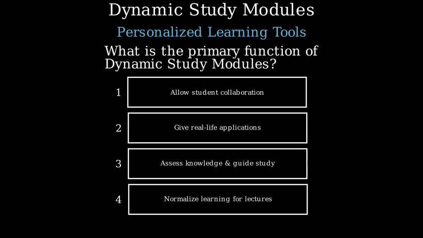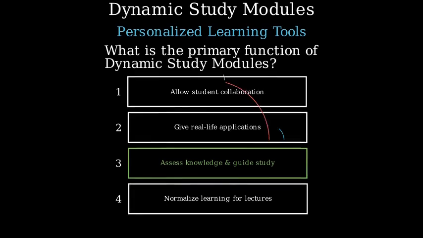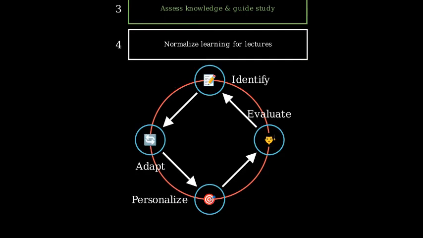The primary function of dynamic study modules is to assess what a student already knows and identify where they need additional study. Let's see why this is the correct answer. Dynamic study modules work through adaptive learning. First, they evaluate a student's current knowledge. Then, they identify areas where the student needs more practice.